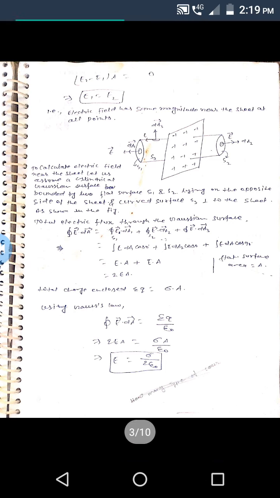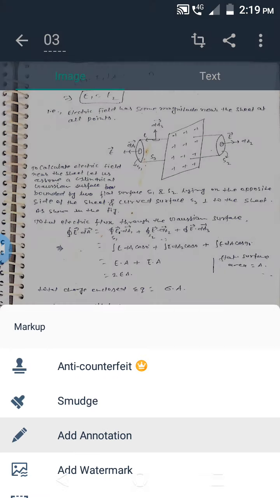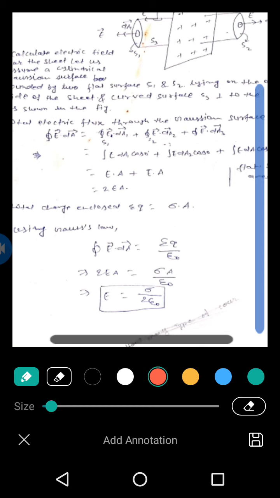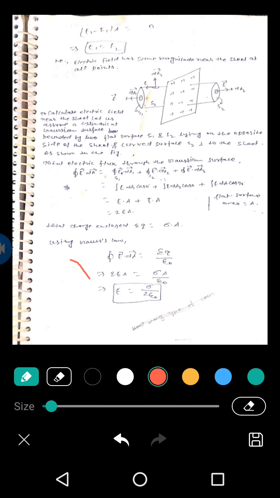Now consider again a cylindrical Gaussian surface with its flat surface parallel to the given sheet, half side right side and half side left side as shown in this figure. Here is the figure. Now again we have to find the total flux through this Gaussian surface.